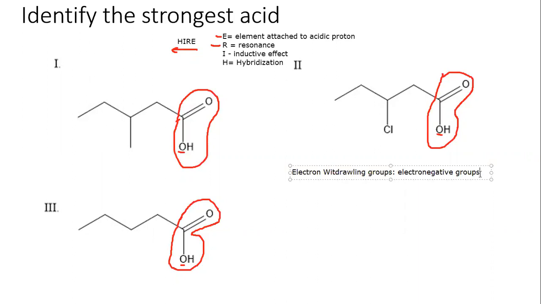And then we have electron donating. And these are generally your alkyl groups, like methyl groups, ethyl groups, etc. So what an electron withdrawing group does is it removes electron density from the reaction center, which is the OH bond, making it easier for the hydrogen to be removed.